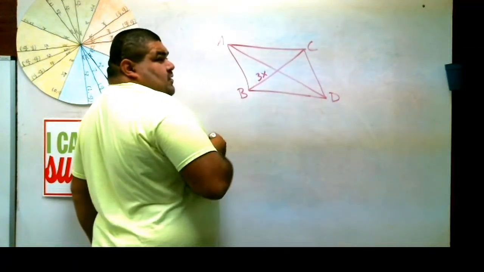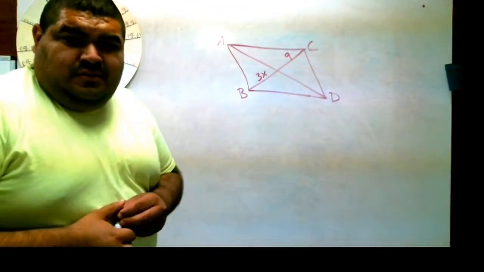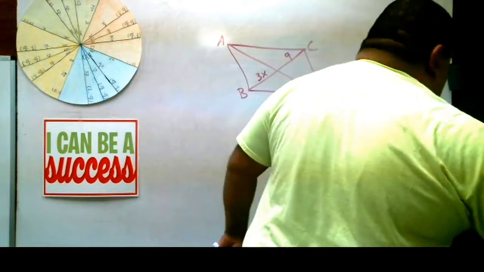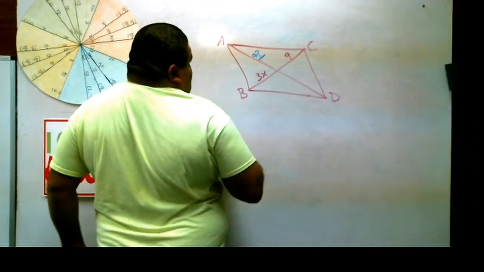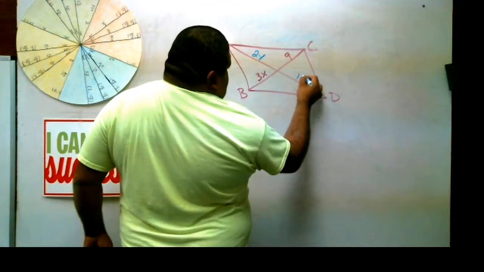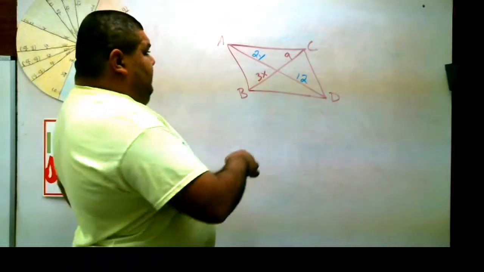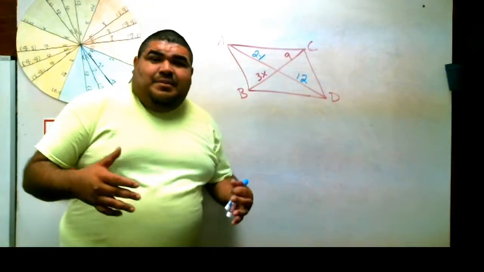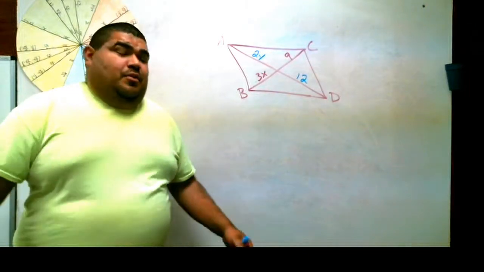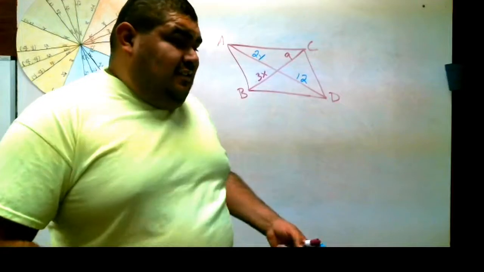We have 3x. For C, we have 9. Then we also have, for A, we have 2y. And then for D, we have 12. Okay? Hint, hint, guys. This is a 9. Okay? I'm not going to make another one just because it's a very simple concept. Okay? It's just a little continuation of last class.